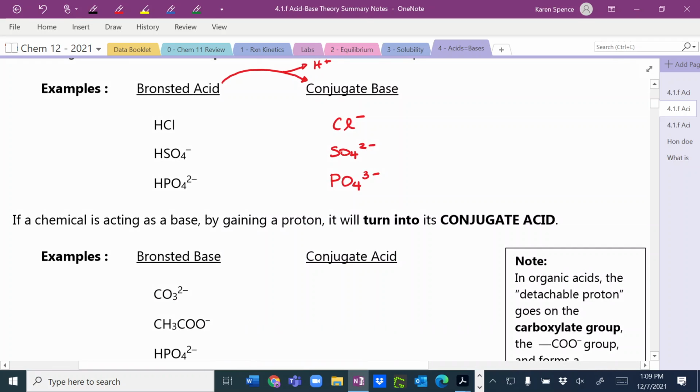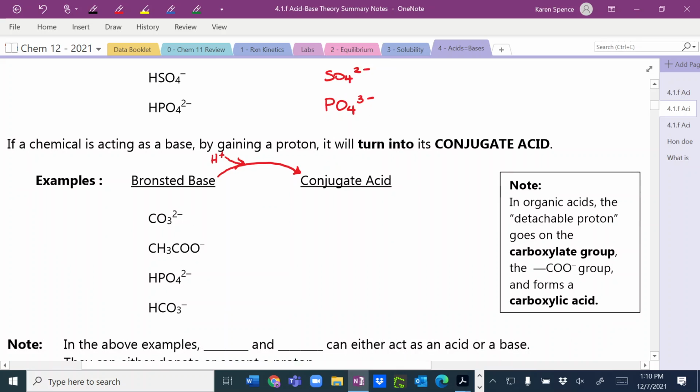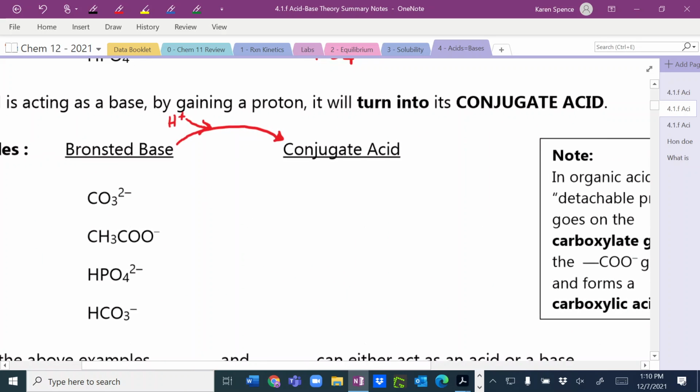If a chemical is acting as a base, so if we have a Bronsted Lowry base, it's going to turn into its conjugate acid, and it's going to do that by a hydrogen being donated from somewhere, probably from an acid. Okay, not probably, certainly from an acid. A hydrogen's going to come in. So who is the conjugate acid of CO3 2-?